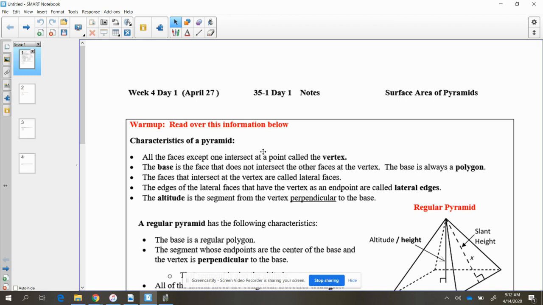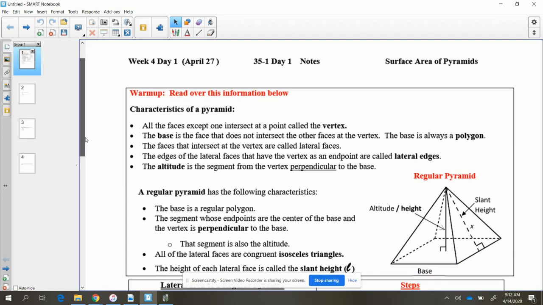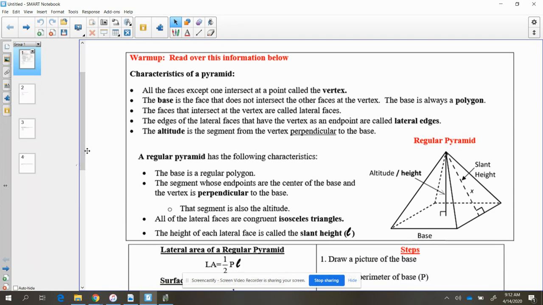Hi everyone, we are beginning week 4 here talking about the surface area of pyramids. So what I need you to do is take a moment to read over this warm-up section. It talks all about some information about pyramids, particularly regular pyramids as well. So take a moment to pause the video and read over that.